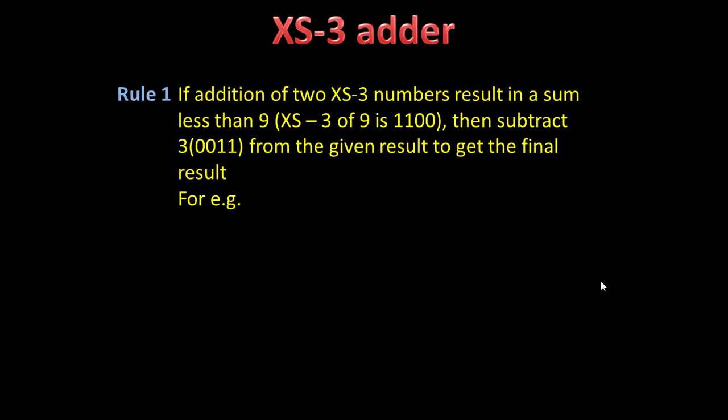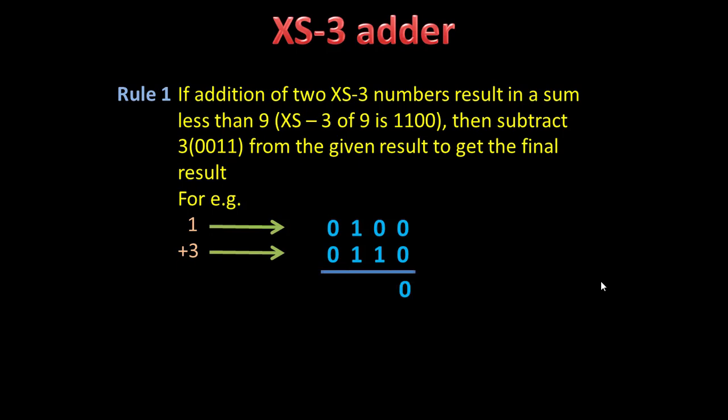Now let us see one example. We have the numbers 1 plus 3. First we find the XS3 of 1. XS3 of 1 is 0100 and XS3 of 3 is 0110. Now we add these: 0 plus 0 is 0, 0 plus 1 is 1, 1 plus 1 is 0 carry 1, and we get this number. Now we are getting 1010, but this is actually 7 according to the XS3 coding.